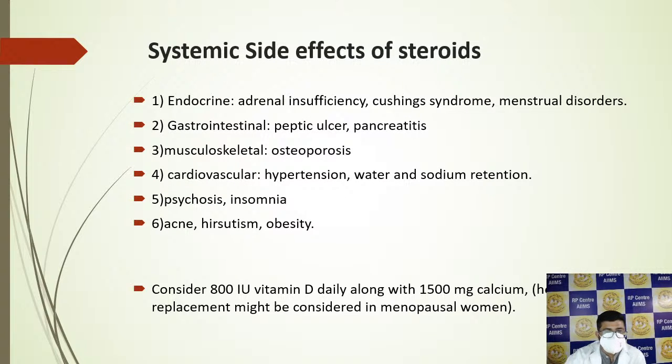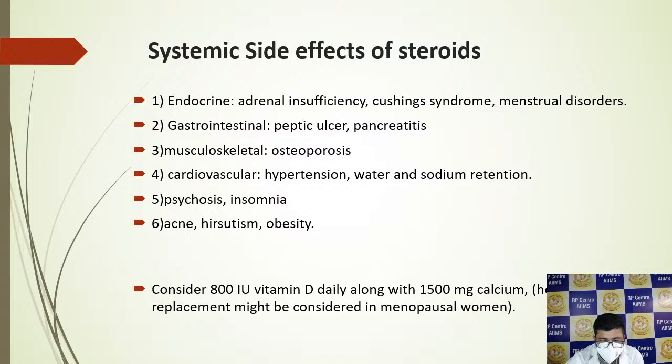These are the various systemic side effects of the steroids: endocrine, GI, musculoskeletal, cardiovascular, psychosis. And since osteoporosis can be caused by these drugs, you have to consider giving vitamin D and calcium tablets, and in case of menopausal women, hormone replacement should also be considered.